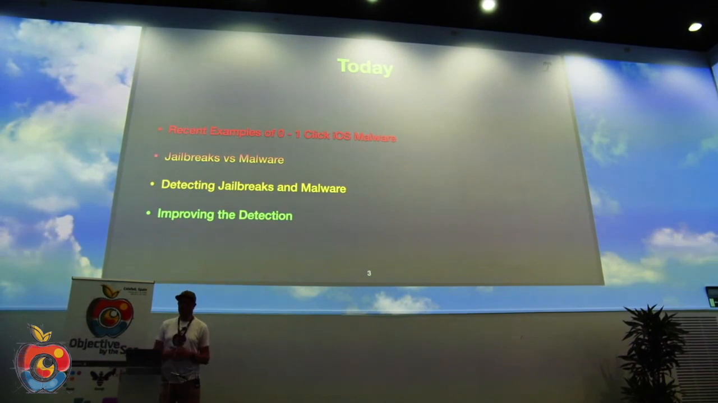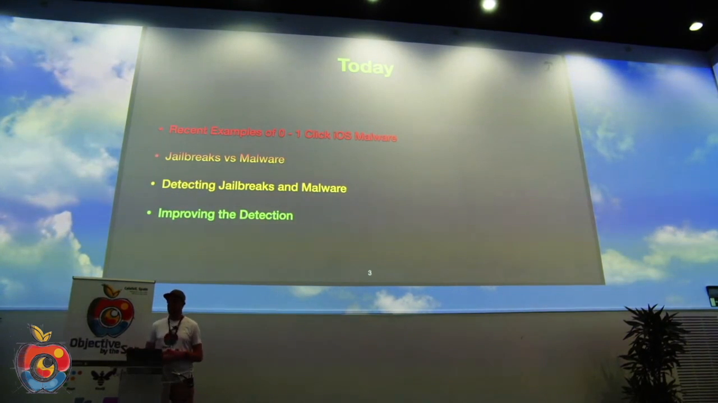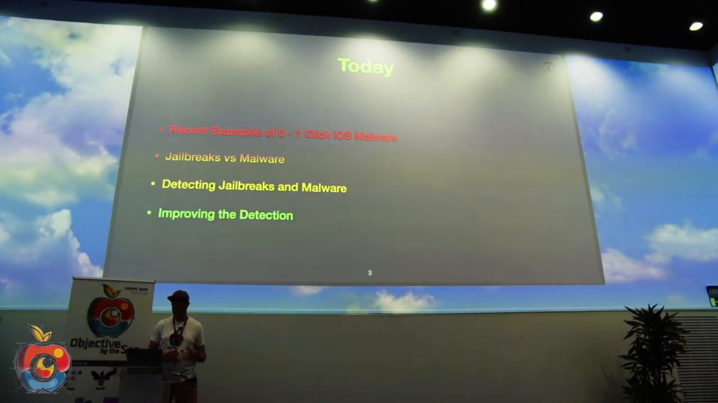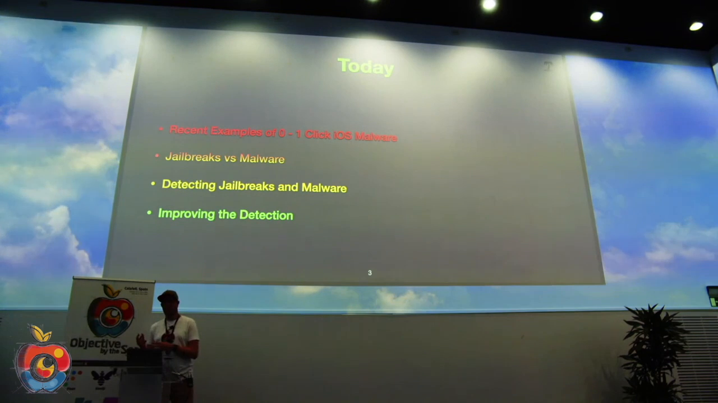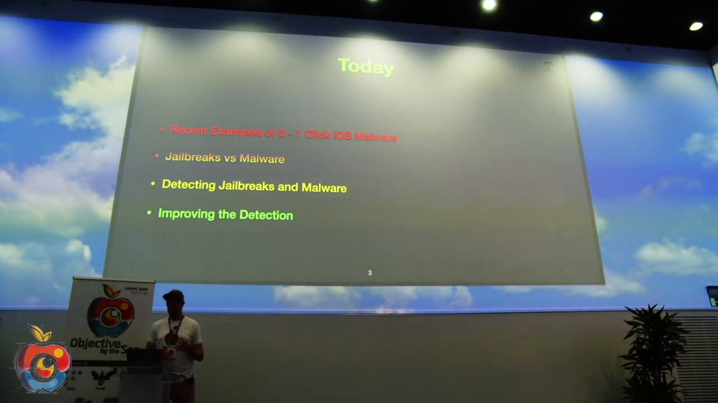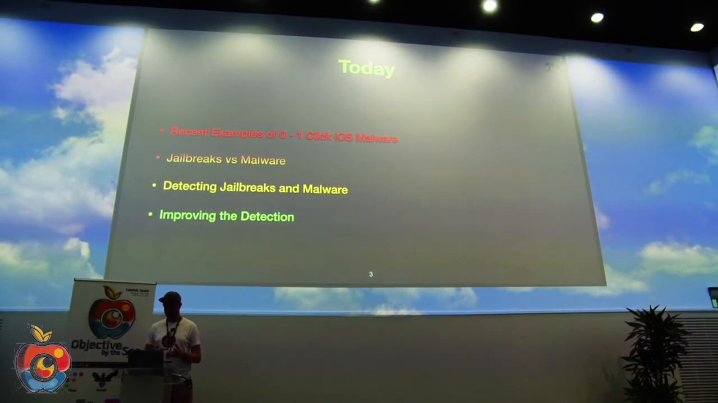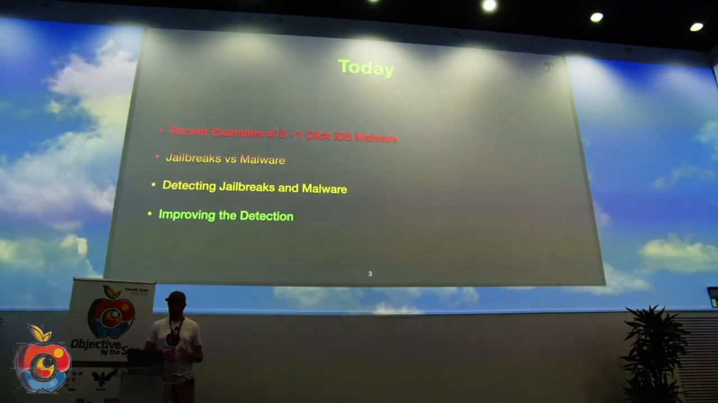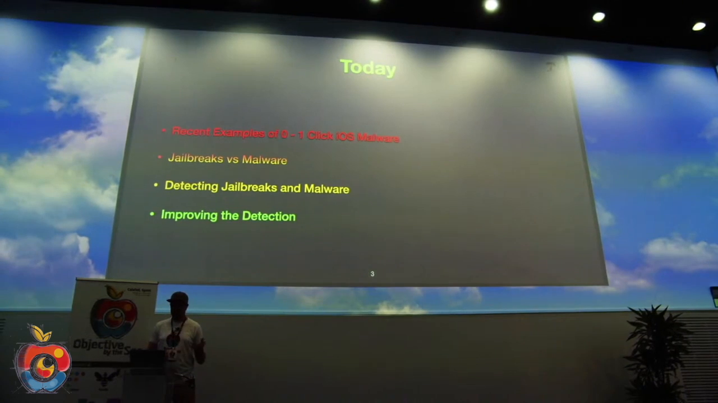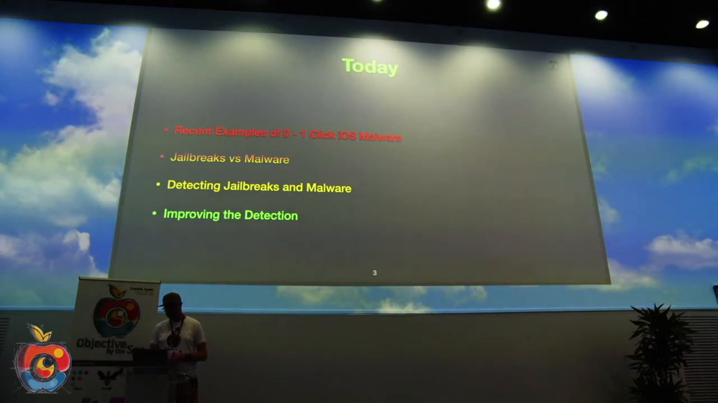What I'm going to talk about today is recent examples of iOS malware. It's nothing new. Every one of these reports has already been done on a really good technical level, but I'd like to connect the dots and refer to some of these reports. After that, we're talking a little bit about the difference between jailbreaks and malware, because at least for some companies or some papers, this might be a little bit confusing, and I'd like to shine a little bit of light on that. And then we will go to detecting jailbreaks and malware, basically what can be done today, and I will share some ideas of what can be done to improve the detection further.